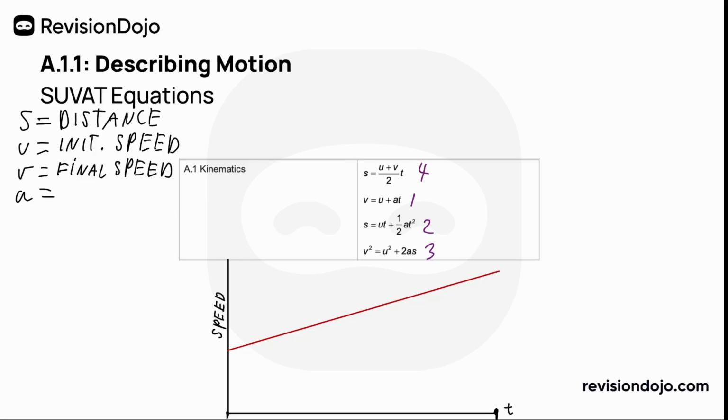A is acceleration. And finally, T is of course time. Alright, these are very important to remember. It's very easy to confuse, especially U and V, so remember these. Now, I need to state a basic assumption of SUVAT equations. You can only use them with constant acceleration.